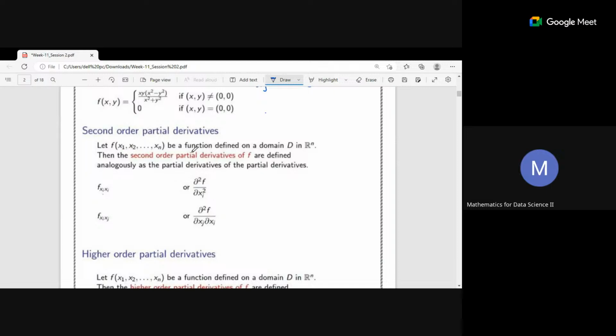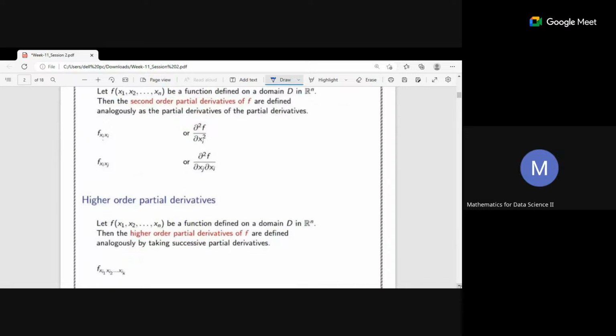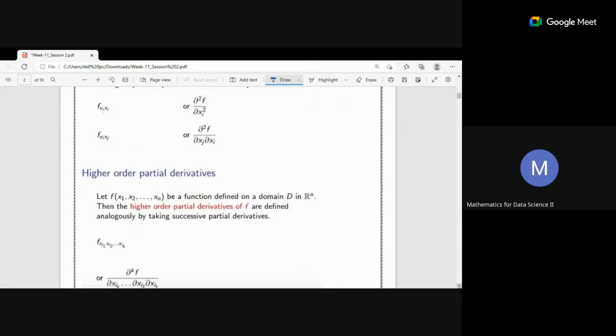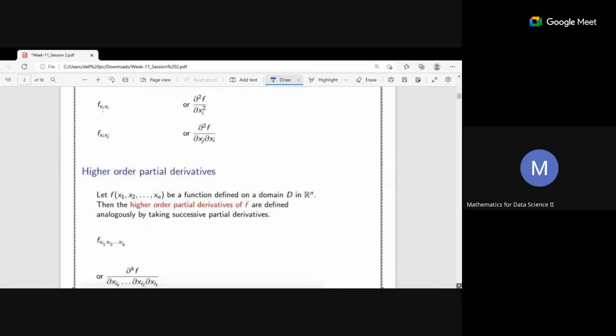So if you have more than two variables also, a similar second order partial derivative can be defined, right? So we have seen some examples for this as well. And then we saw what are higher order partial derivatives. Just like we have taken second order partial derivative, we can take third order, fourth order. So like this, we can keep on finding the derivative, right?